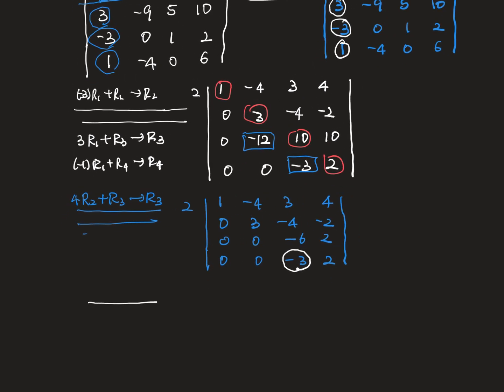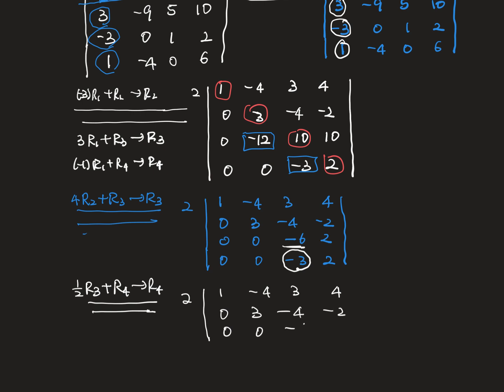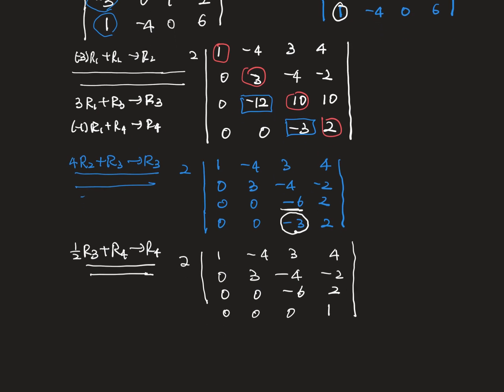Okay, so what do you have to do? Here is -6, right? So 1.5 R3 plus R4 goes to R4. Guys, be creative. You're going to make it 2 times 1, -4, 3, and 4, 0, 3, -4, and -2, 0, 0, -6, and 2. Last one is going to be 0, 0, 0, 1. Okay, you finished it, guys. Look at this one. Last one. 1, 3, -3, 6, 1. Only the diagonal entries count, since below the diagonal is 0.